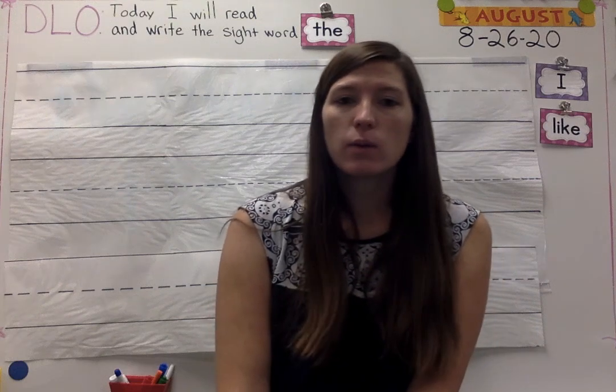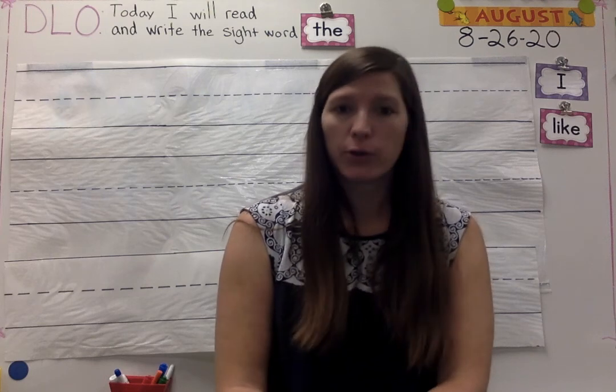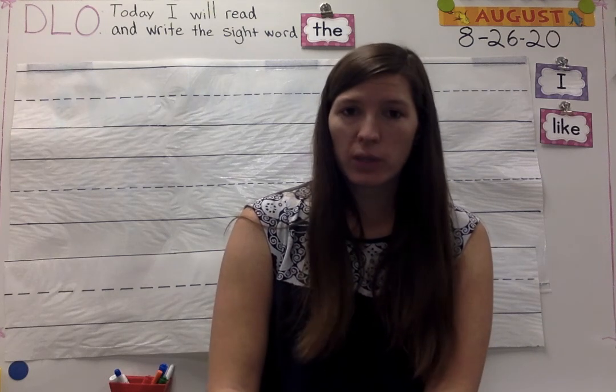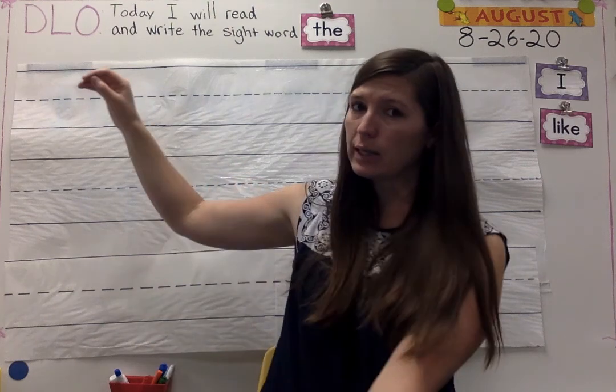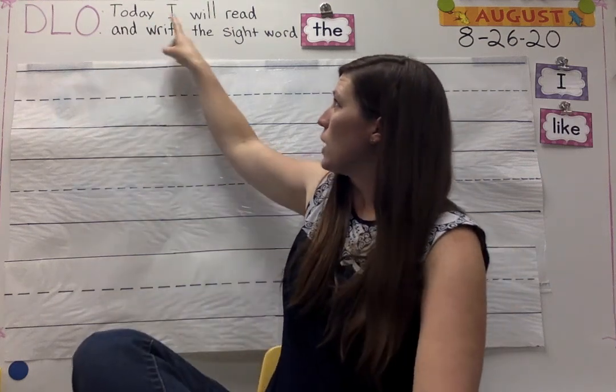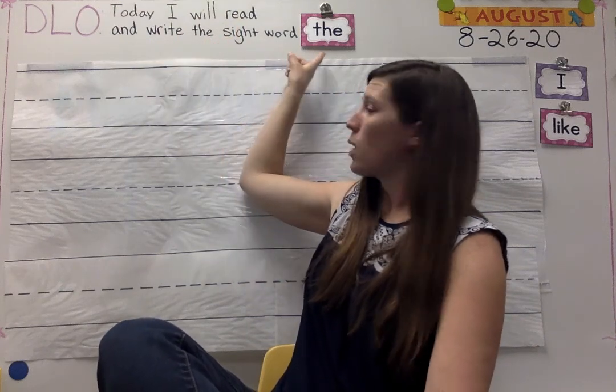We have a sight word that we've been learning yesterday, and we're going to continue it today. Let's read our daily learning objective, review the sight words we've learned, and then write our new sentence for today. Our DLO, our daily learning objective. Today I will read and write the sight word the.